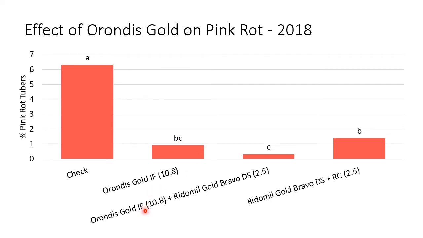When we had Orondis Gold in furrow with Ridomil Gold Bravo, one foliar Ridomil Gold Bravo, it dropped it even further. Statistically, they were the same. But this approach, the combination, was more effective than 2 applications of Ridomil Gold Bravo. One made at dime-sized tuber, and one again at row closure. It was significantly more pink rot than the in furrow followed by the dime-size approach. So this is a product that will be effective and will help in managing pink rot.